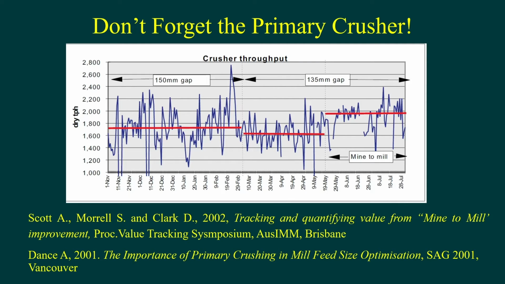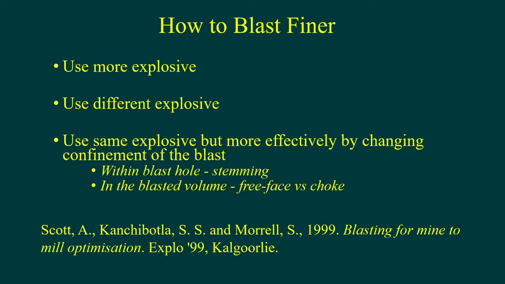And in this particular case we got two benefits: one from the overall change in fineness of the ROM, plus some additional finer feed to the SAG mill by virtue of the fact we were able to close the gap down to 135 millimeters and still maintain the high throughputs that were required for the circuit.